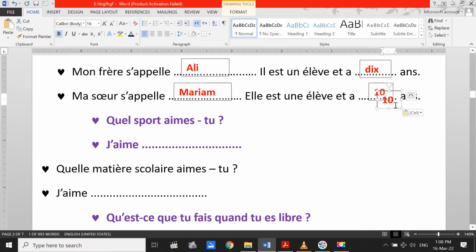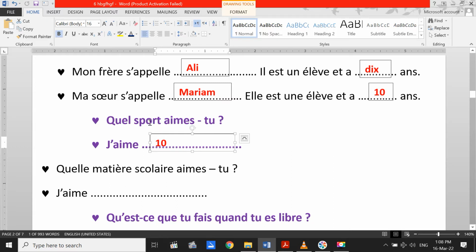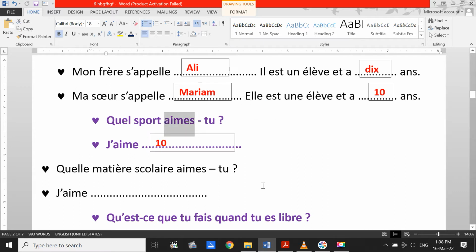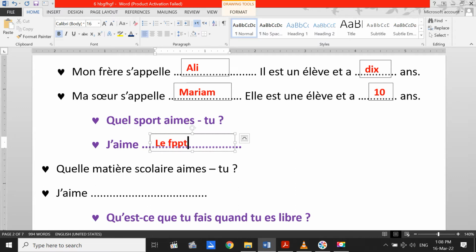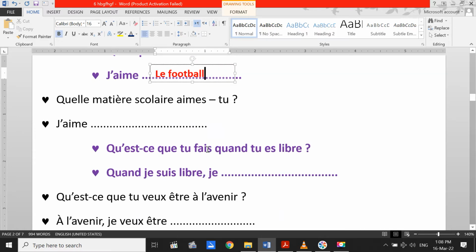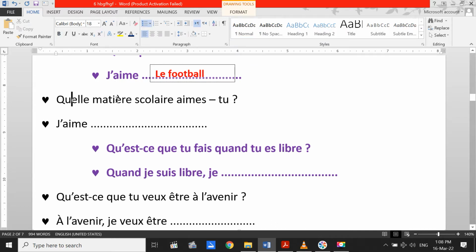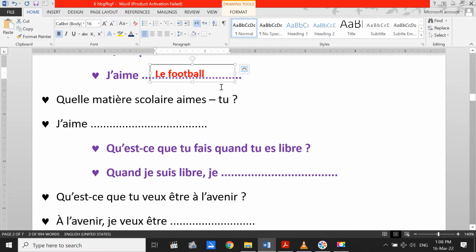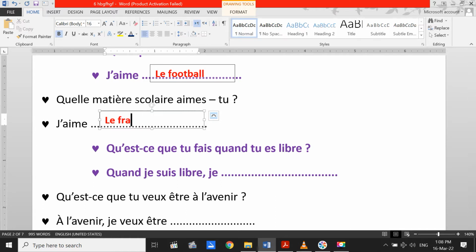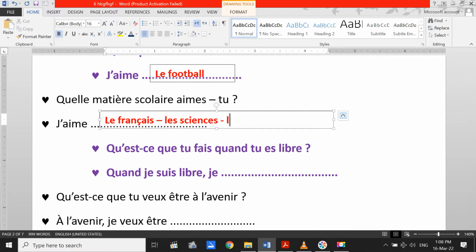Quel sport aimes-tu? Ou quel sport tu aimes? J'aime. What sport do you like? There is no do because we say the main verb. Aime means the verb to like or to love. J'aime, let's say, le foot par exemple, ou le football. Le football, or you can say le foot only. And here, quelle matière scolaire aimes-tu? What matière scolaire, school subject, do you like? J'aime, let's say, par exemple, j'aime le français, j'aime les maths, j'aime les sciences, j'aime l'anglais, par exemple. Anything you like, as you like.